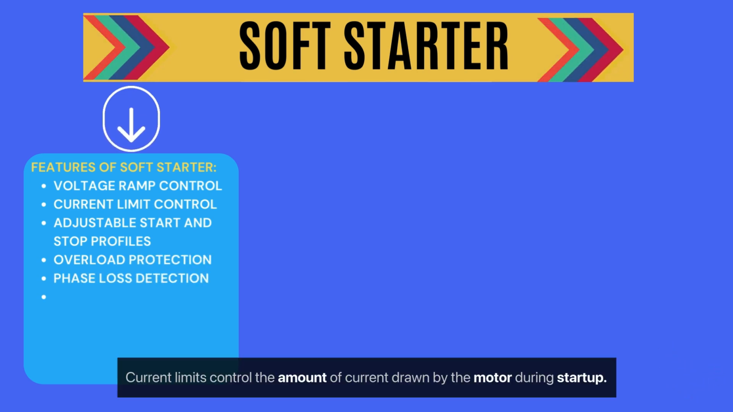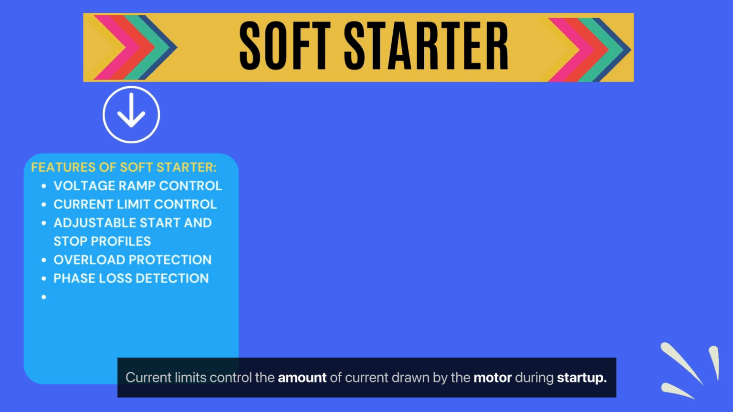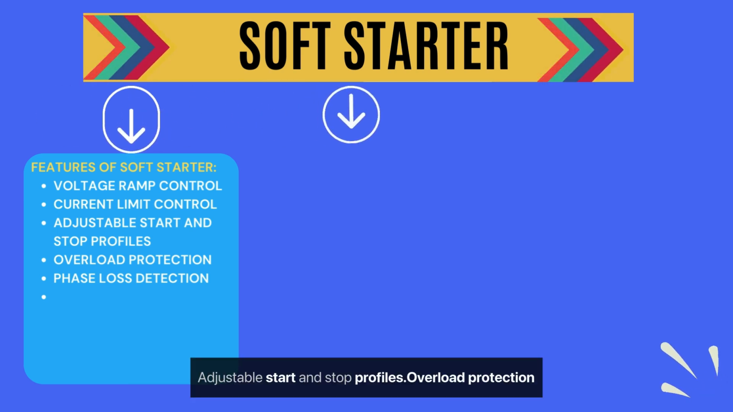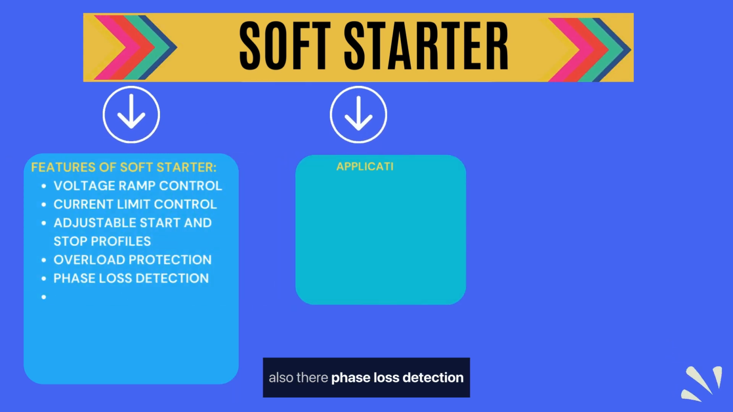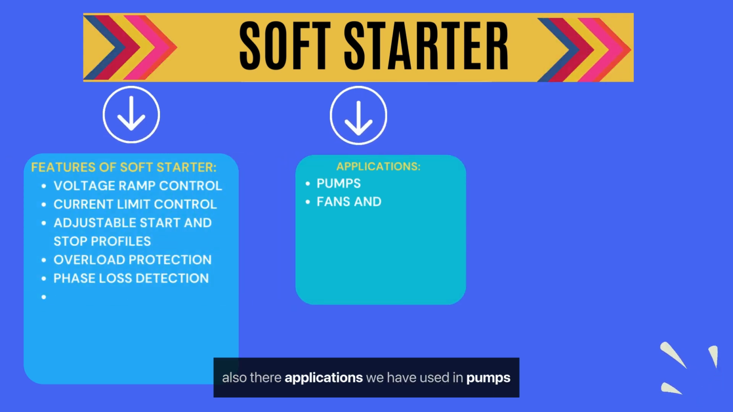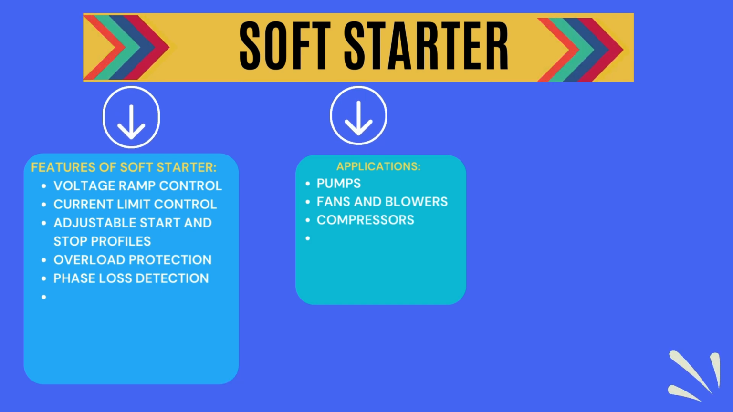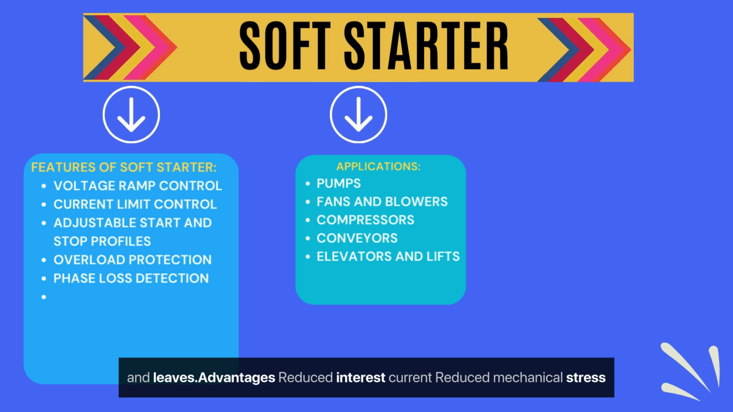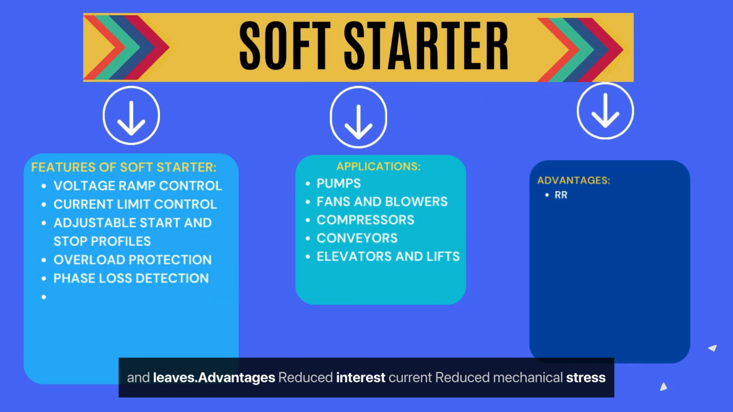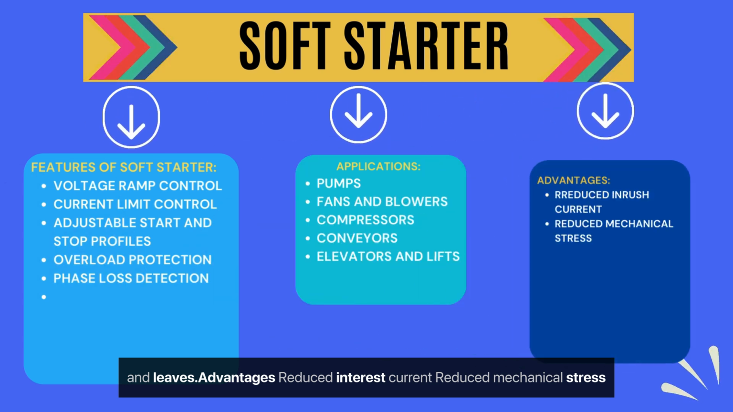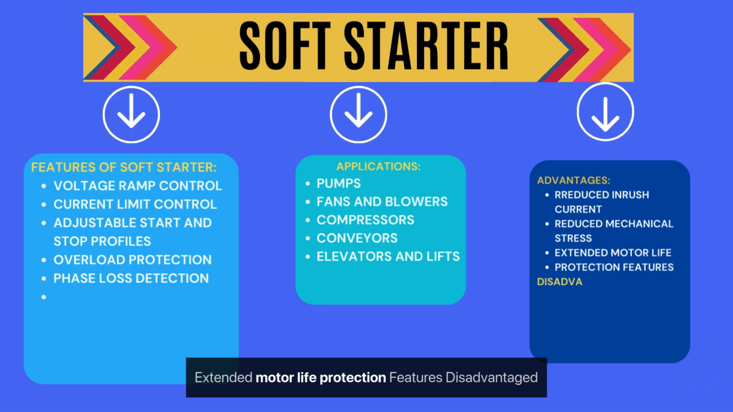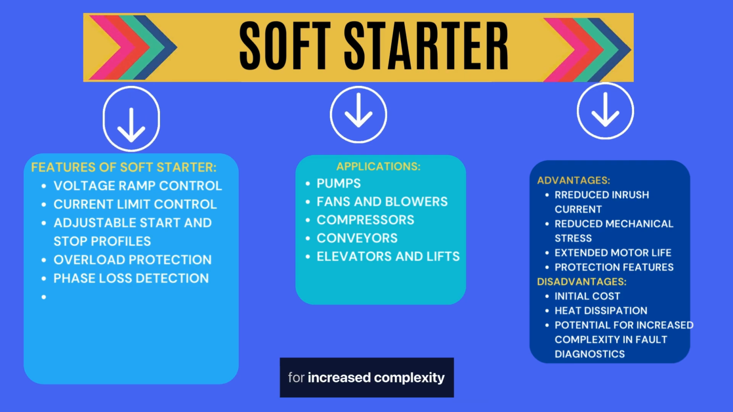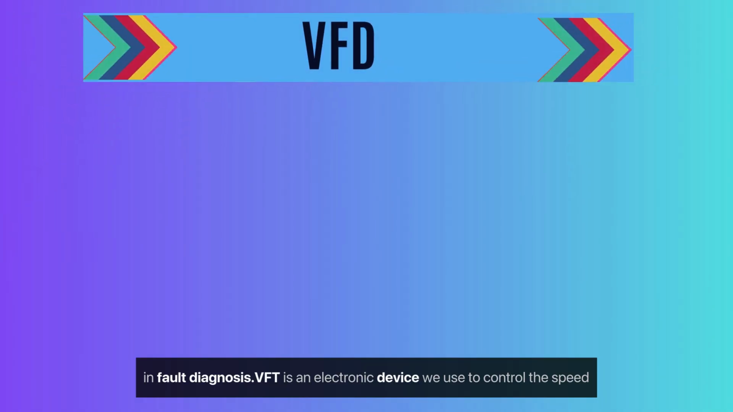Current limit: controls the amount of current drawn by the motor during startup. Adjustable start and stop profiles, overload protection is also there, phase loss detection is also there. Applications: used in pumps, fans, blowers, compressors, conveyors, elevators and lifts. Advantages: reduced inrush current, reduced mechanical stress, extended motor life, protection features. Disadvantages: initial cost, heat dissipation, potential for increased complexity in fault diagnosis.